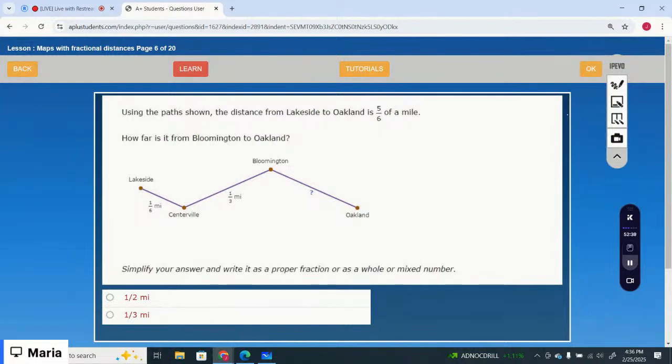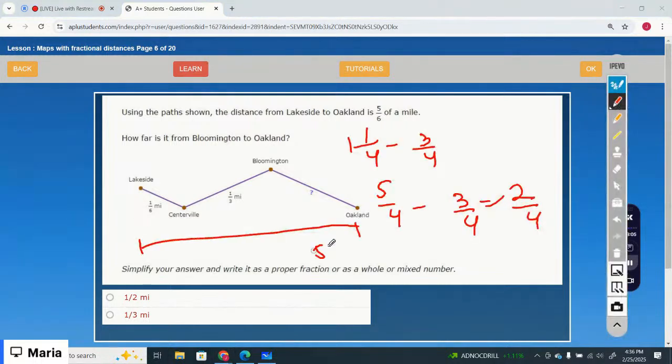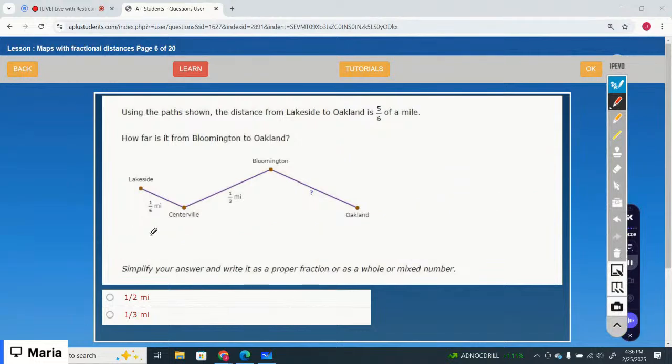Using the path shown, the distance from Lakeside to Oakland is 5/6 of a mile. How far is it from Bloomington to Oakland? Lakeside to Oakland is 5/6, right? From here to here, that is 5 by 6. So you have to subtract all the distances from 5 by 6 because that is the total. 1 by 3 minus 1 by 6, then you can have the one that is missing, right?